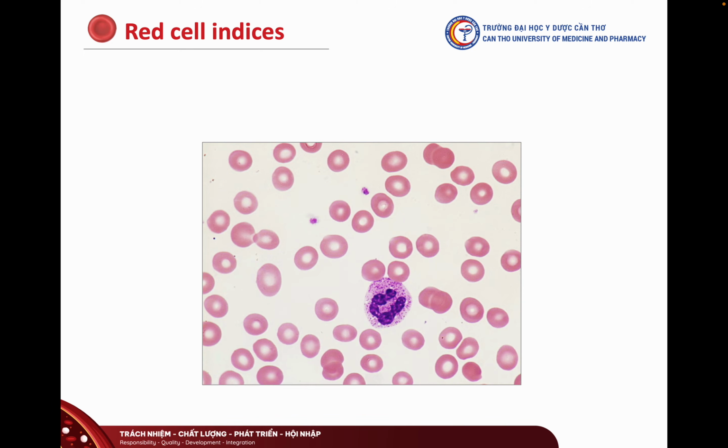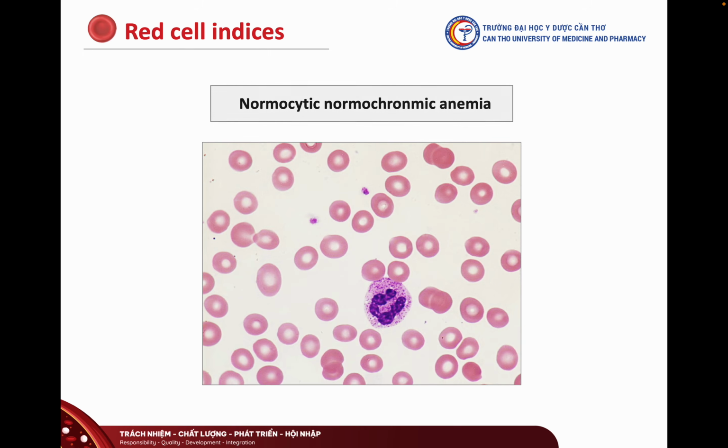Not all anemias involve changes in cell shape or size. In fact, some forms of anemia show no morphological abnormalities at all. Red cells look completely normal under the microscope. That leads us to the next group, the normocytic normochromic anemias.